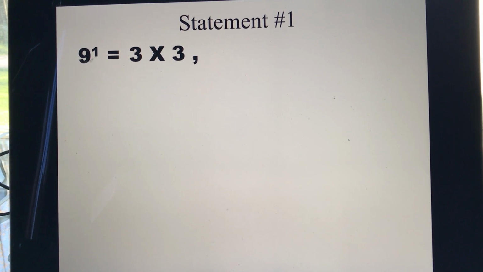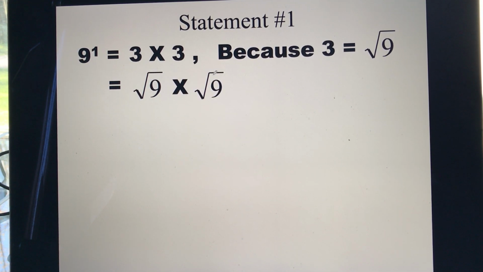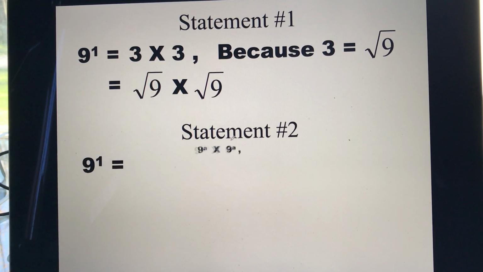Statement 1, I know 9 is 3 times 3. That's pretty straightforward. Now, I also know 3 is the square root of 9. So what I'm going to do is I'm just going to replace these 3's with square root of 9. Okay, that's statement 1.